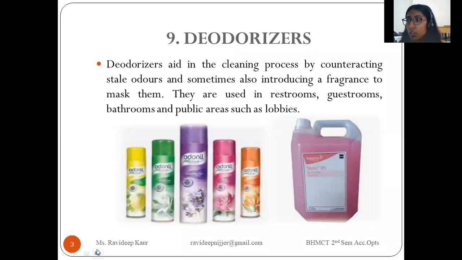For the fragrance, or to remove the odor in an area, you use deodorizers. We clean the area, but to remove the odor and add fragrance, we use deodorizers. They are used in restrooms, guest rooms, bathrooms, and public areas such as lobbies. So these are the areas where you use deodorizers to spread the fragrance.